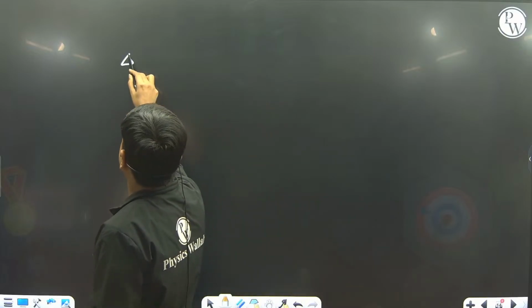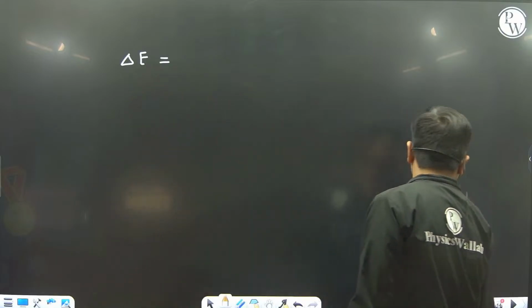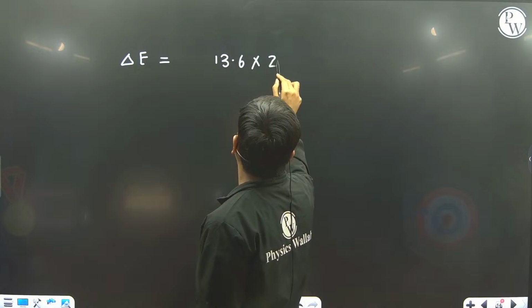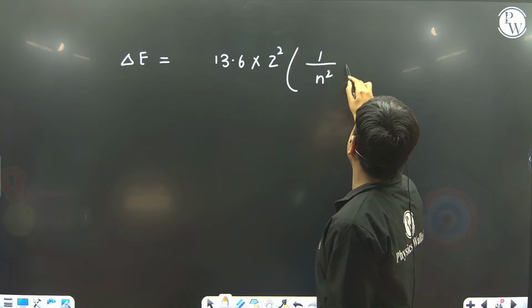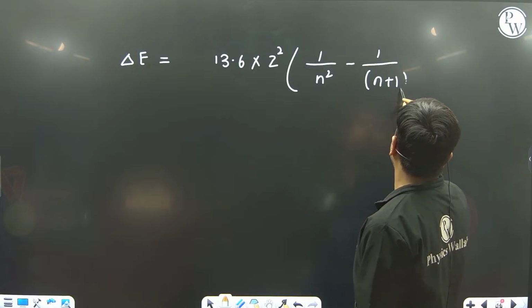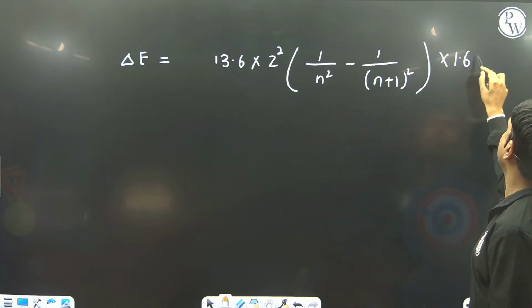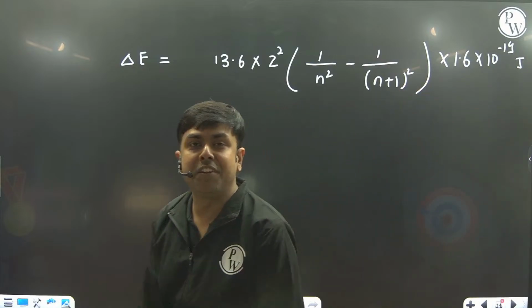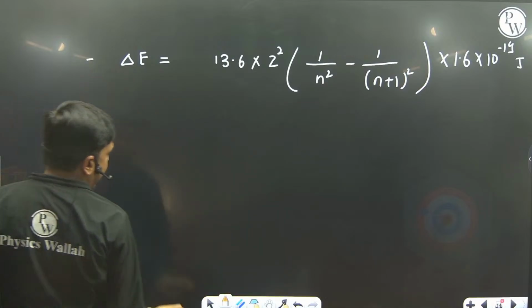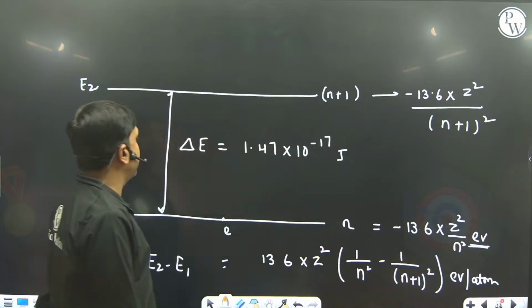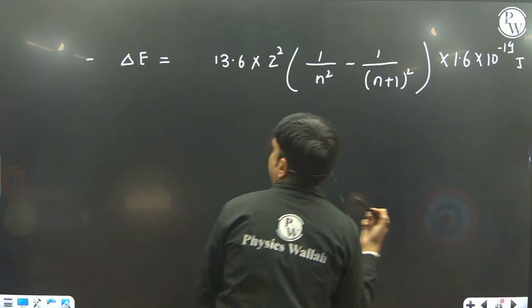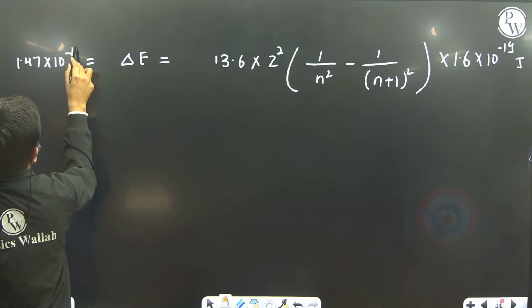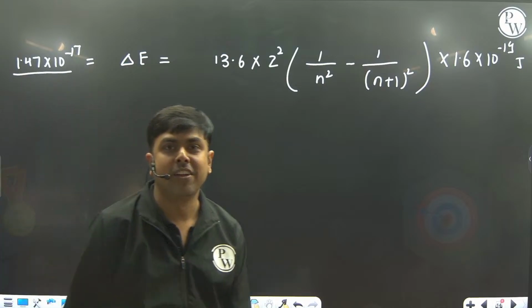This delta E is equal to how much? 13.6 into Z square into 1 upon n square minus 1 upon n plus 1 whole square into 1.6 into 10 raised to the power minus 19 joules. Now I have converted this energy in terms of joules, and this delta E value they have already given, and that was 1.47 into 10 raised to the power minus 17, right?